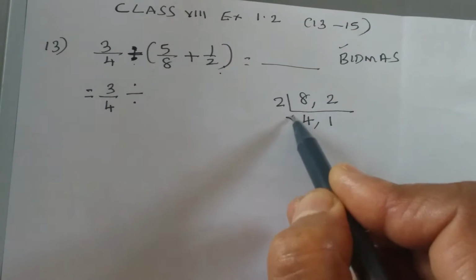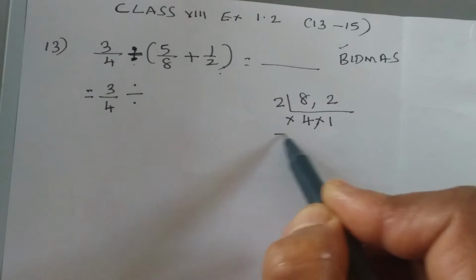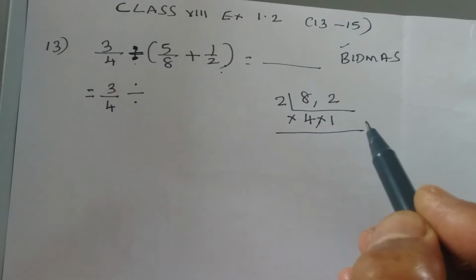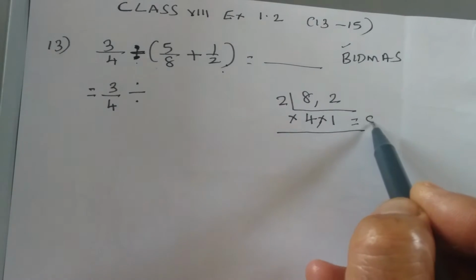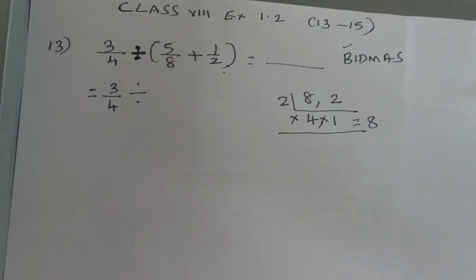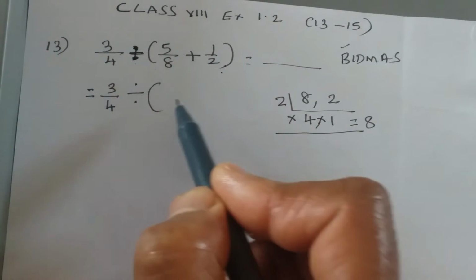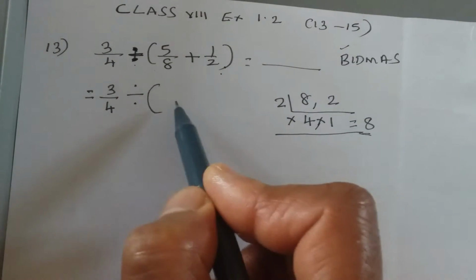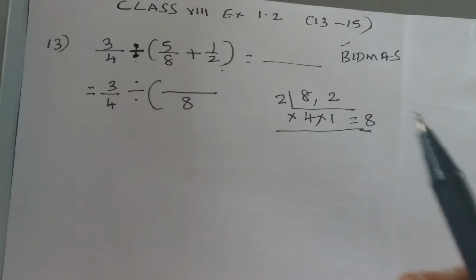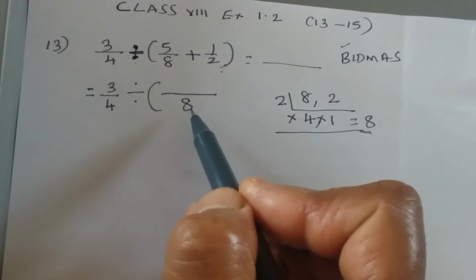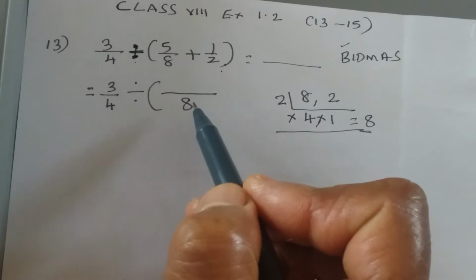That's all. 4 and 1 don't have a common factor. Once you get 1, only 1 is the common factor, so we can stop the division. So 2 4s are 8 is our LCM. What is the next step after finding the LCM? Put a common denominator and write 8. Instead of 2 and 8, we are writing the common denominator 8.